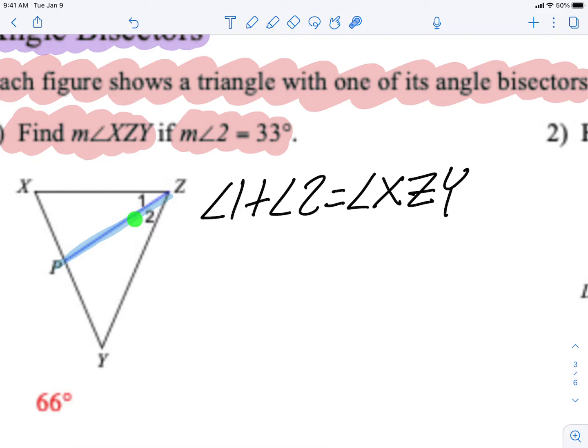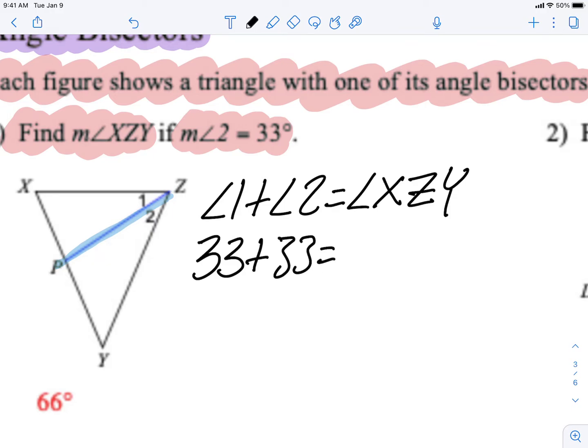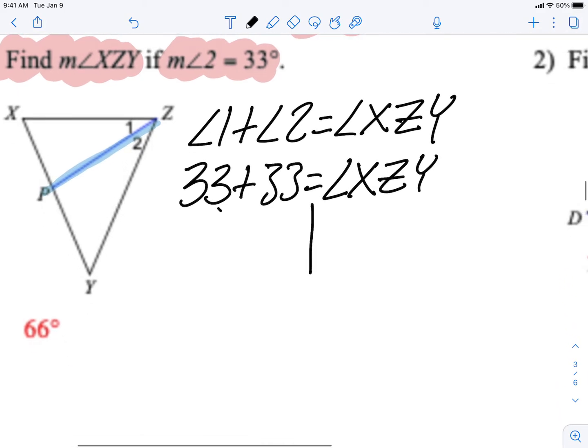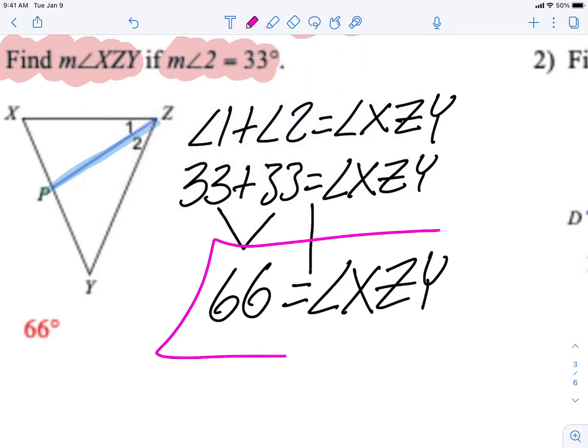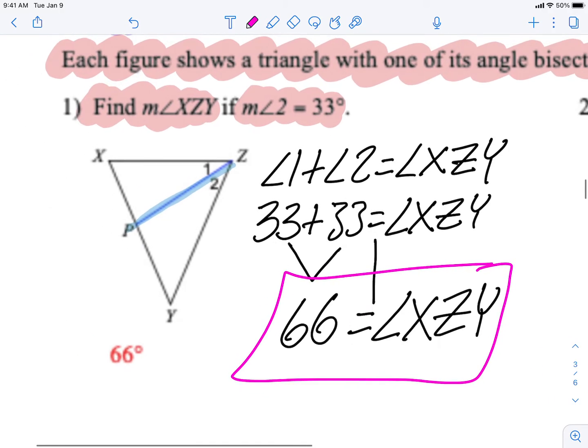Well, we know that angle 1 and angle 2 are equal. And if angle 2 is 33, that means angle 1 is 33 as well. So this is 33 here. Angle 2 is 33, which is equal to angle XZY. Well, 33 plus 33 is 66, is equal to angle XZY. Perfect. That's number 1. You got this.